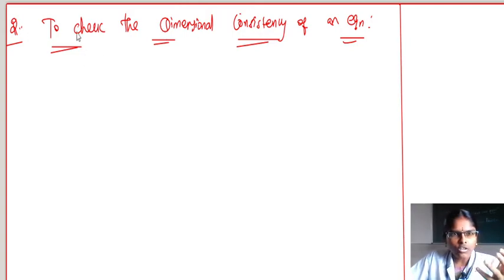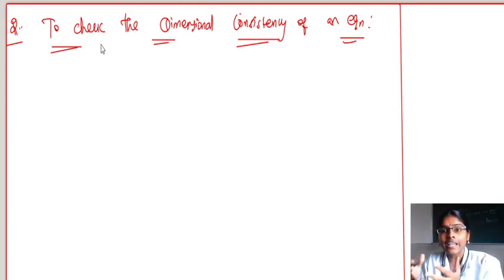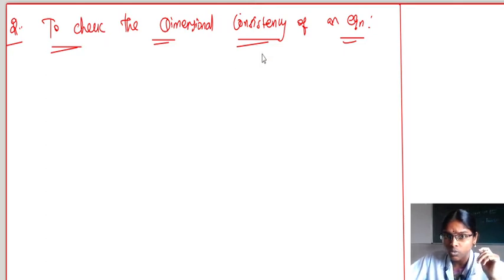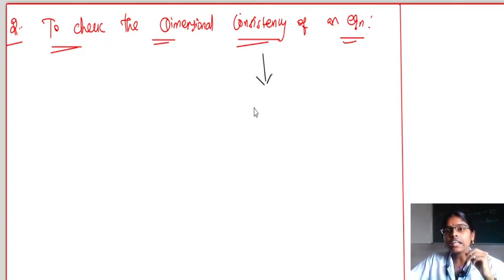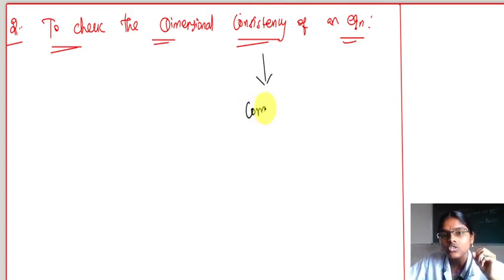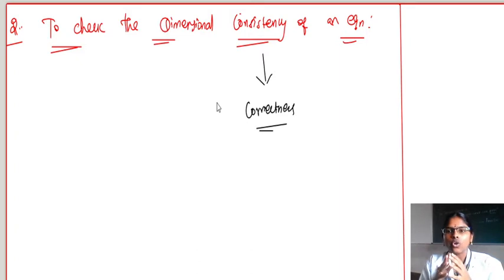You should know the meaning of all the words used here: to check the dimensional consistency of the equation. What is meant by consistency? Consistency is nothing but the correctness of the equation, whether the equation is correct or not. That we can check using the dimensional method.